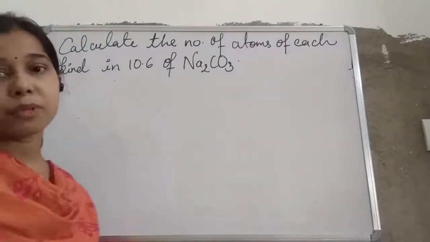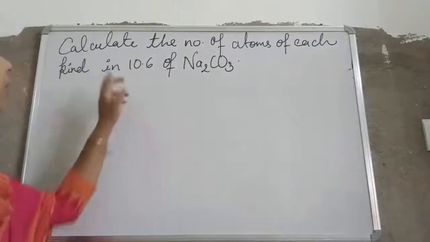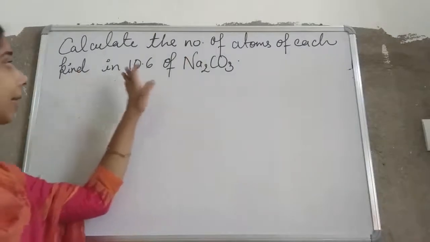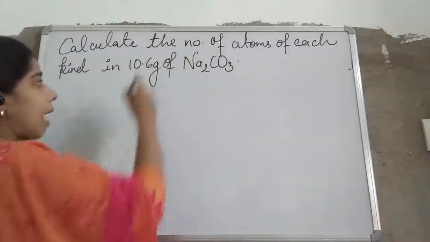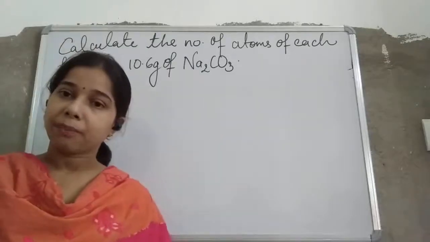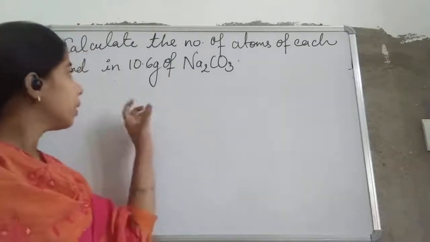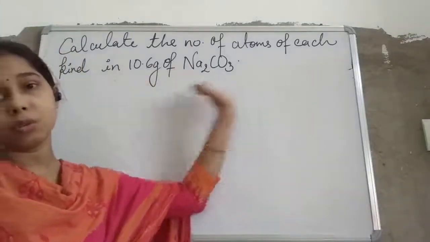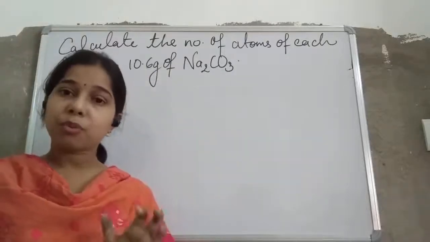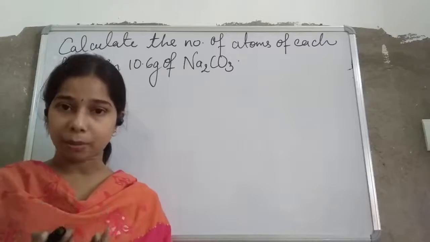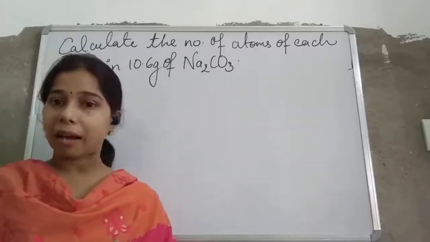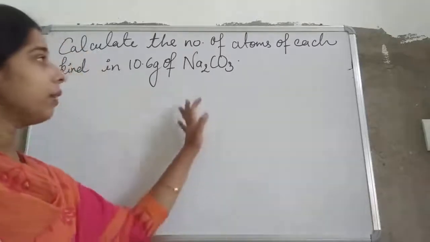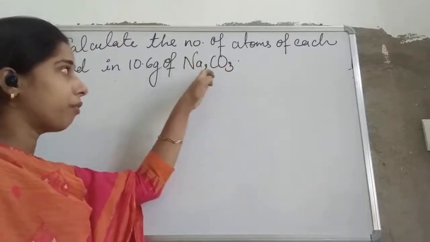Now you see, students, we come to the next question, and the question is: calculate the number of atoms of each kind in 10.6 gram of Na2CO3. So we have to find the number of atoms of each kind in 10.6 gram of Na2CO3. At first we have to find the collective number of particles in one formula unit. If we are able to find that, then we will get the value of each.